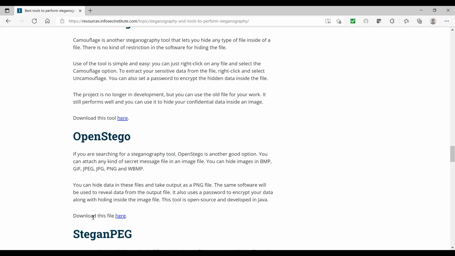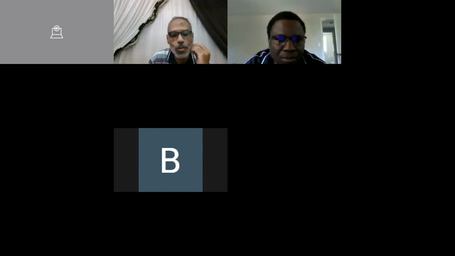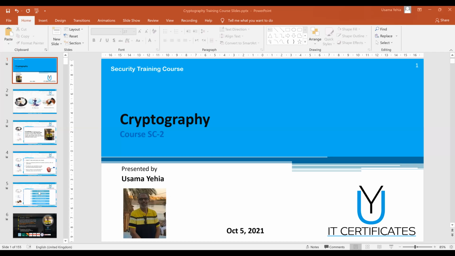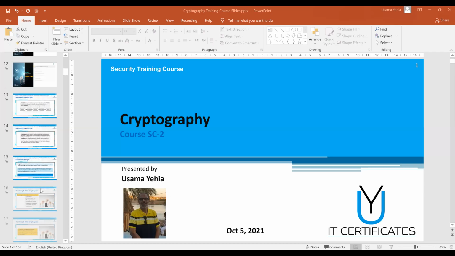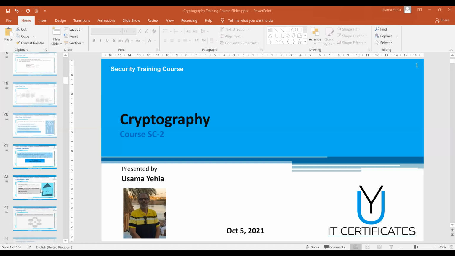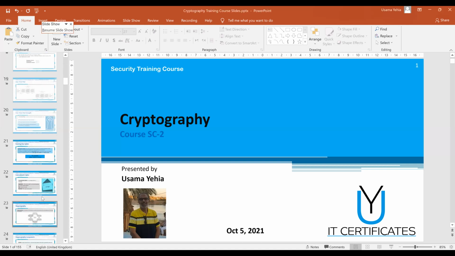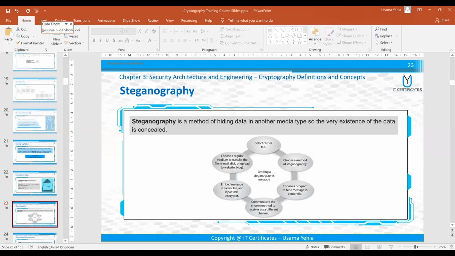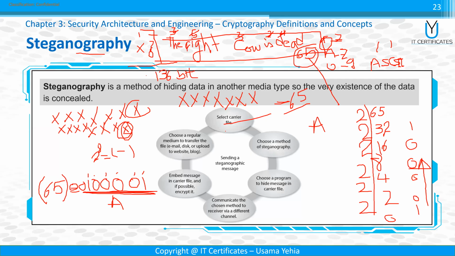Then steganography is the method of hiding information from one form to another, or in other words, hiding the information so that it appears in a clear format. Okay.